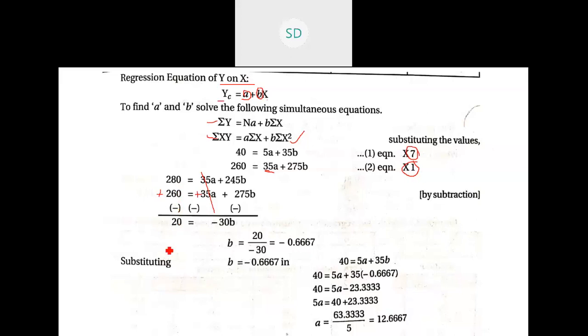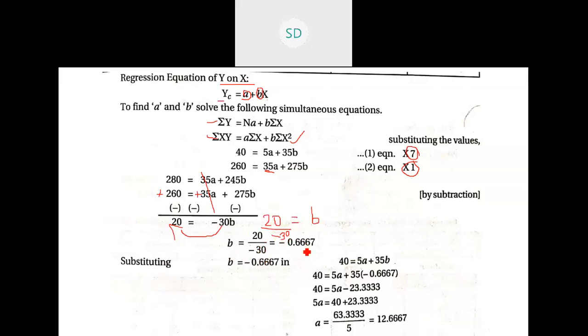Now going on further, we have to find the value of b. So what we are doing is, we will take out one variable after the other to the other side. Taking this equation, we can take this minus 30 onto the other side. So 20 divided by minus 30 is equal to b. That is what we have written here: b is equal to 20 divided by minus 30.